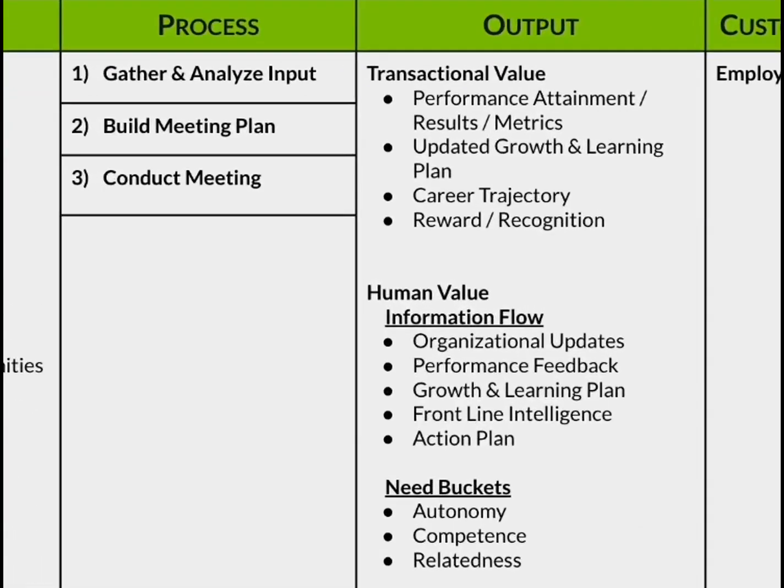Output must meet the needs of the customer. Again, that's the employee for a one on one process. The product of the process to be delivered to the customer is employee value. So that includes, again, transactional value and human value. Information flow includes those key categories of information to be shared in the one on one that we've already discussed. And of course, human value also includes information about the need buckets, autonomy, competence, and relatedness.